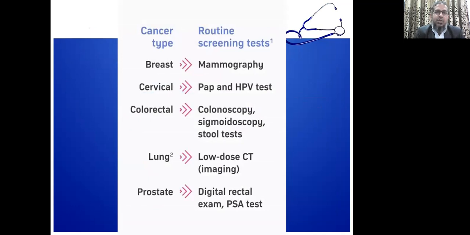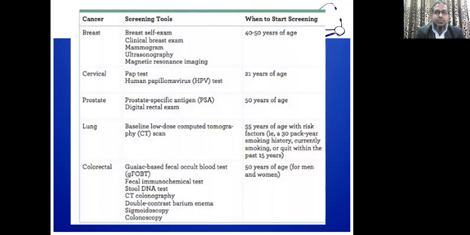These are some common cancer types along with their routine screening tests. In breast, we do mammography. For cervical cancer, we do PAP and HPV test. For colorectal cancer, usually we do a stool test for occult blood and colonoscopy. Whereas for the lung, CT scan is the best screening test. For prostate, we have digital rectal examination and prostate specific antigen test of the blood.